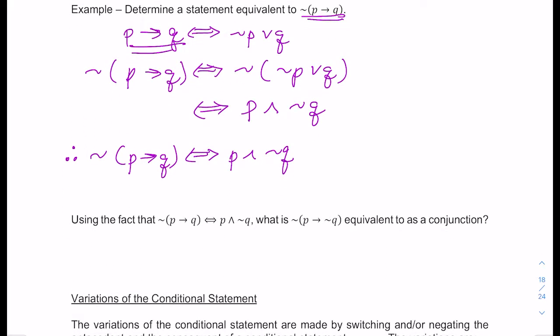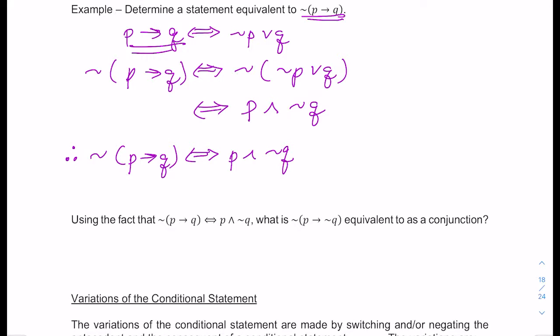You can pause the video and try proving the following. So using the fact that what we just proved, it is false that if P then Q is equivalent to P and not Q, what is it is false that if P then not Q equivalent to as a conjunction? So see if you can try that on your own.